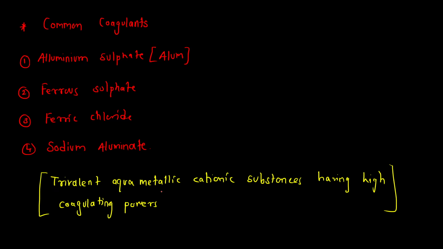We should know that the dose cannot be randomly given; it should not be much higher and it should not be much lower either. If it is lower, then the colloidal impurities will not get removed. If it is higher, then it can lead to some other problems. So we have to give the optimum dose of coagulant, and the optimum dose of coagulant is given by a test which is called jar test.